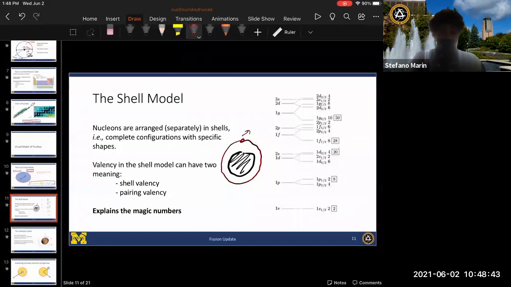These are the magic numbers. It means when I have 2, 8, 20, 28, 50, or even 82 protons, then I get what we call a closed shell, like an even bigger closed supershell. Things really pair up very nicely, and it takes a lot of energy to add an extra particle. And those things are extremely stable.